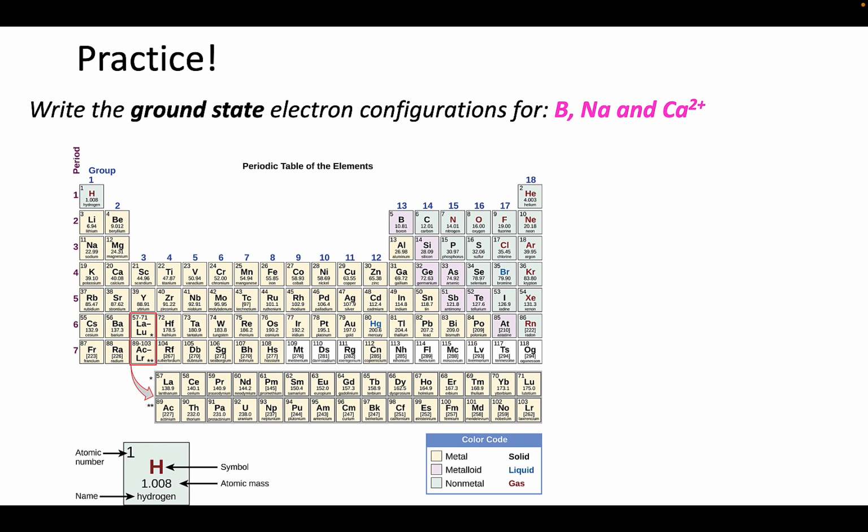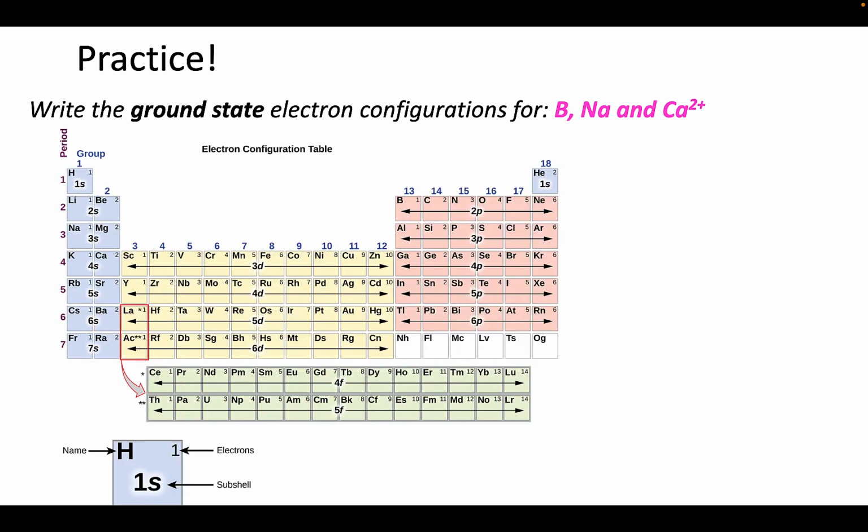All right, let's go ahead and take a look at the answers here. So again, this is the periodic table with those different blocks labeled more clearly. And for these ones, boron has 5 electrons, so we end up with 1s2, 2s2, 2p1. Sodium, 1s2, 2s2, 2p6, 3s1 is where we end.